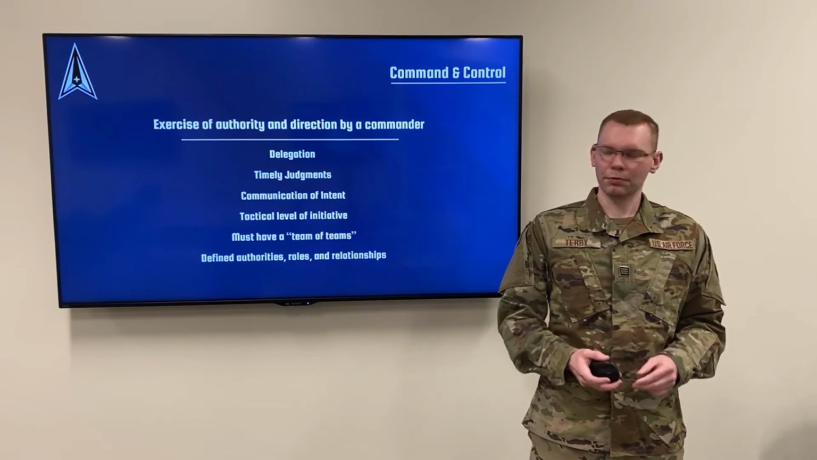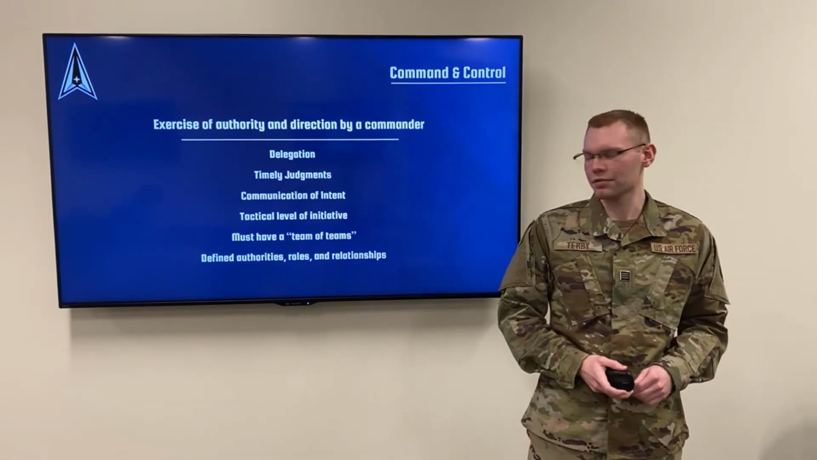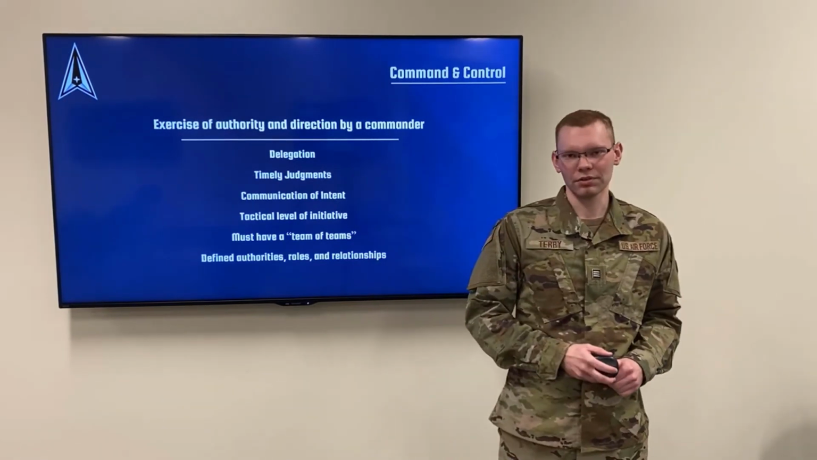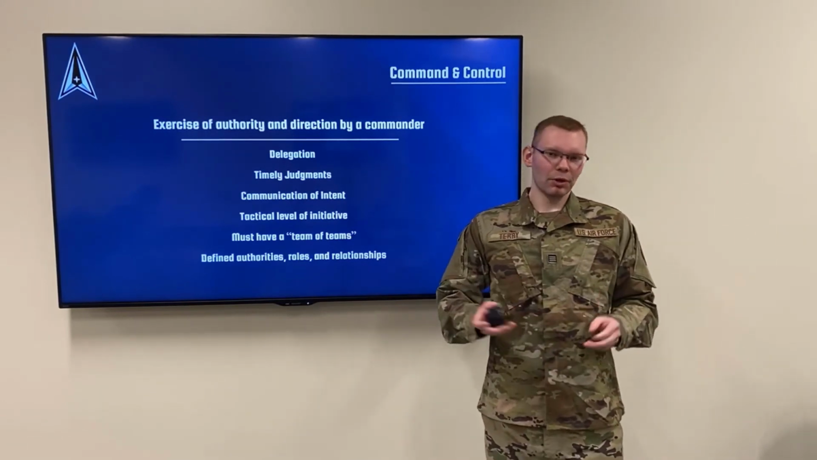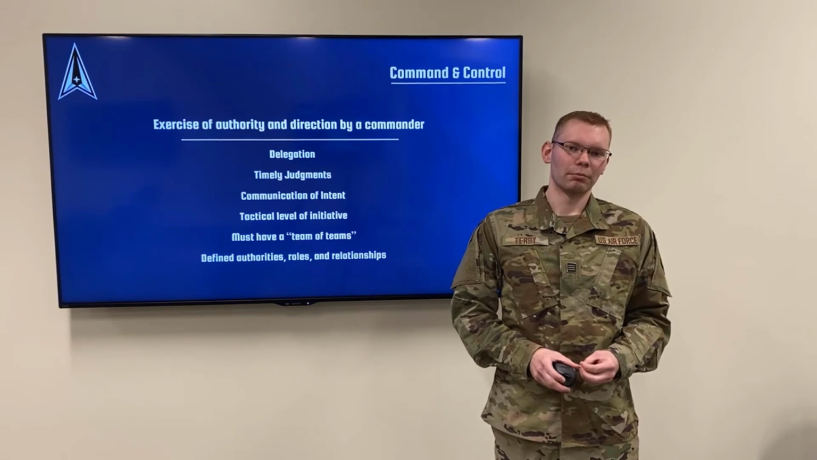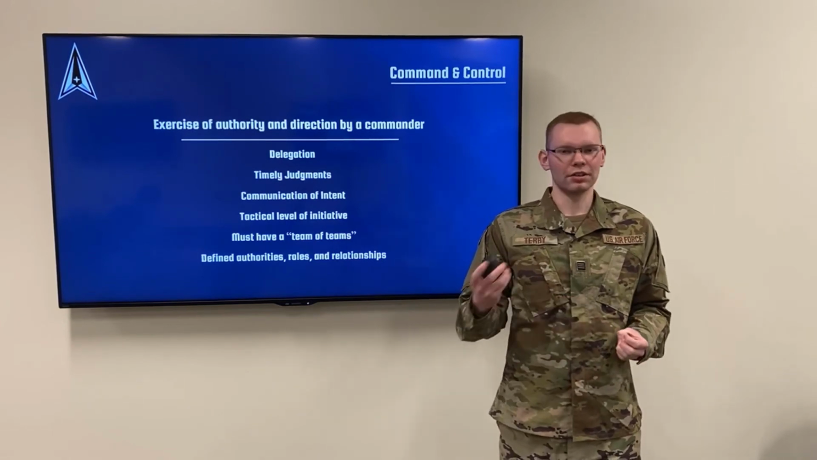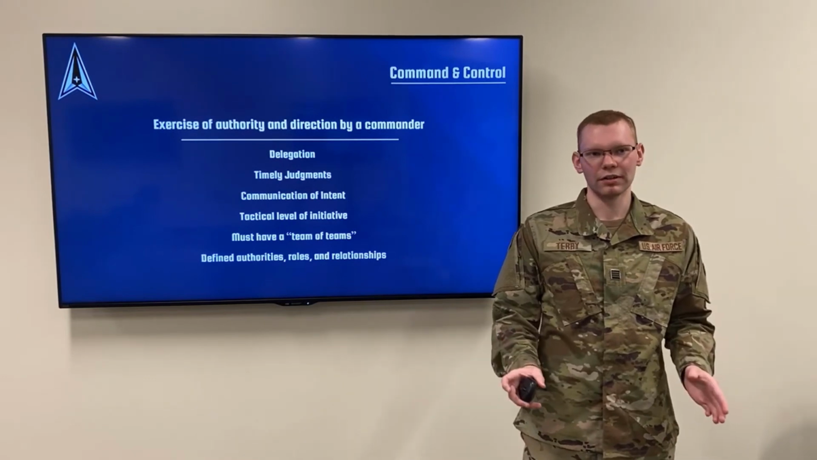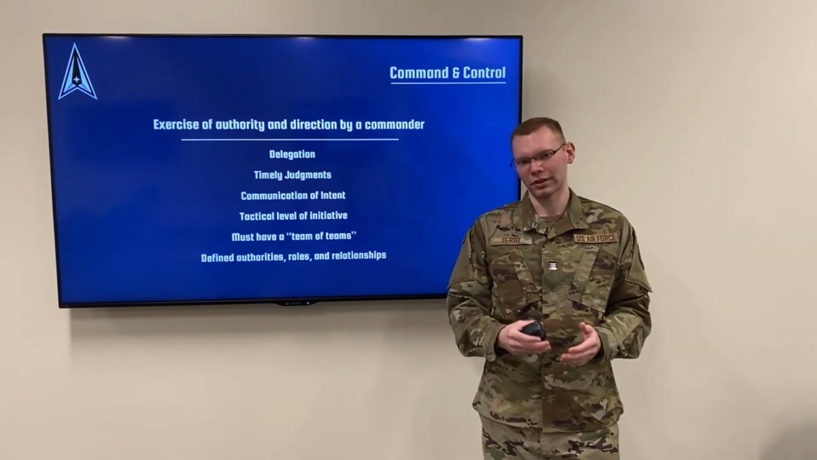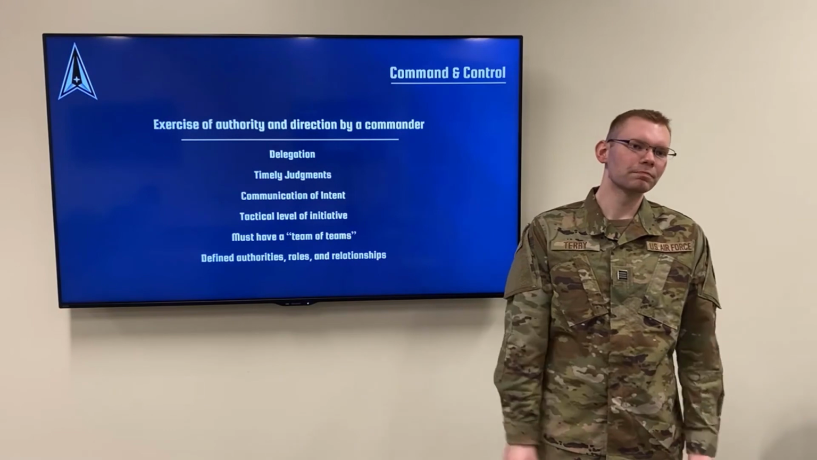Next, as a Space Force officer, you will have a team of teams, and we'll get into this on the next slide. Yes, we will be specialized in our career field, but you will be a manager and an overseer of multiple teams, and you have to work each person's strengths and weaknesses together. How those teams operate together is up to you to decide.